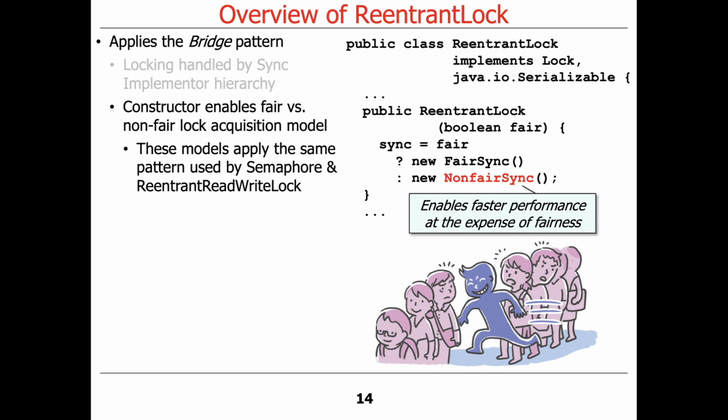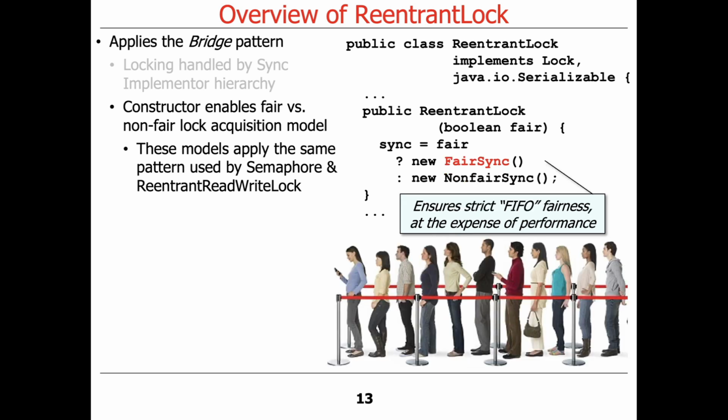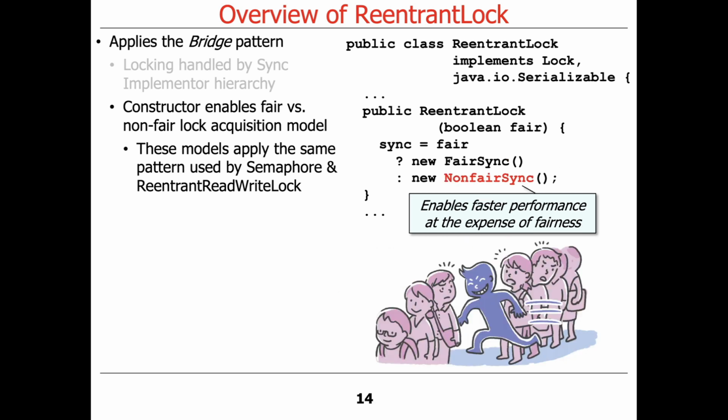So basically the trade-off is between fairness versus performance. It's faster to implement a non-fair model. It's slower to implement a fair model, but it's fair. So you have to decide what you want. Now, a lot of times it doesn't matter, in which case you should go with the non-fair semantic.